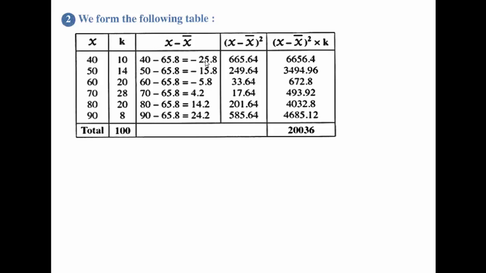In the next column I will find this number all power 2 as shown. Negative 25.8 all power 2, the result will be 665.64, and so on. The last column will be x minus x bar all power 2 multiply k. I will multiply this column by the k column. 10 multiply 665.64 equals 6656.4, and so on, to get the summation of these products, 20,036.